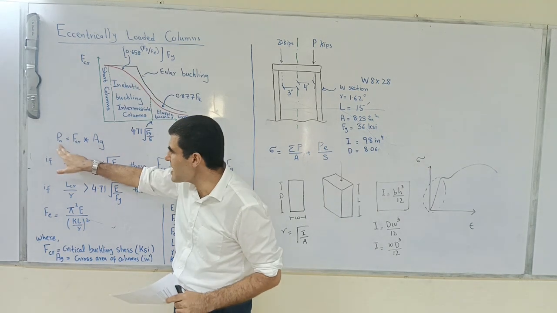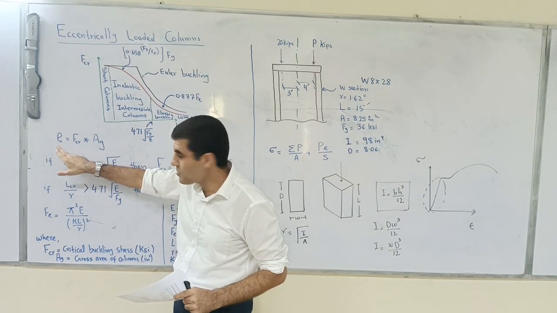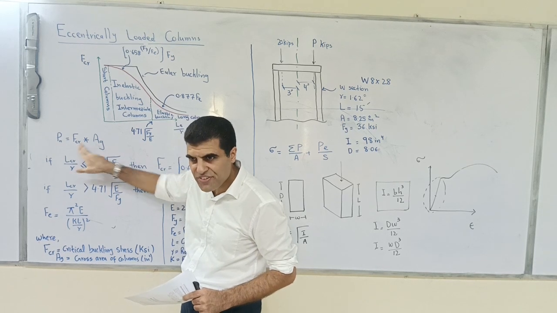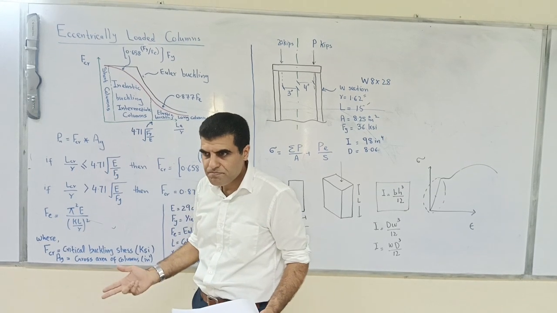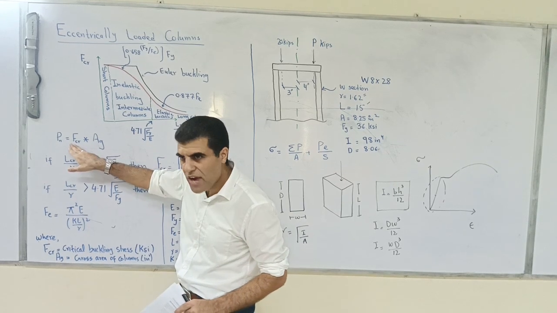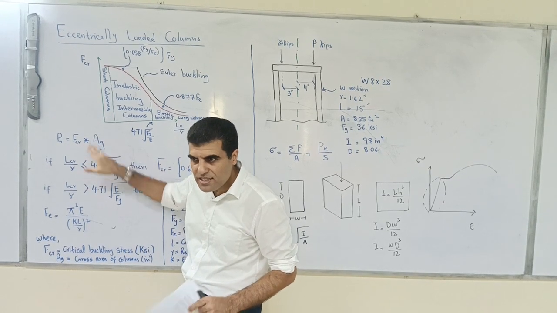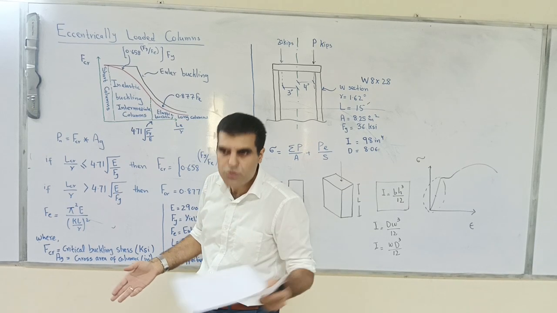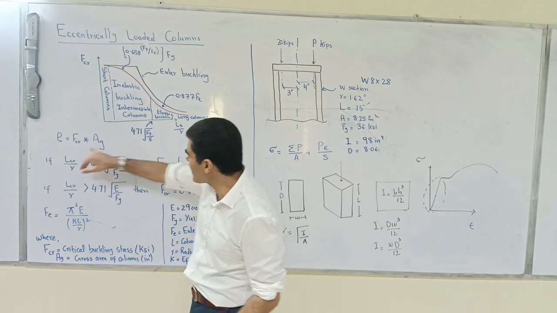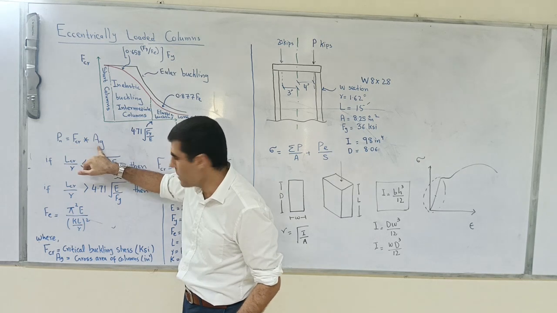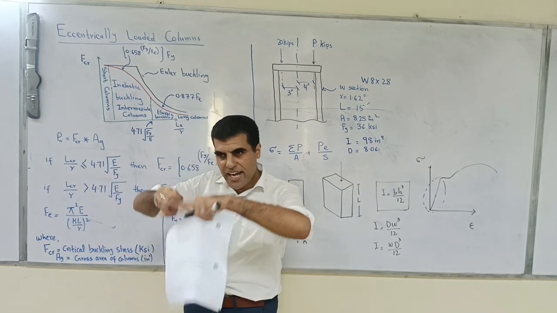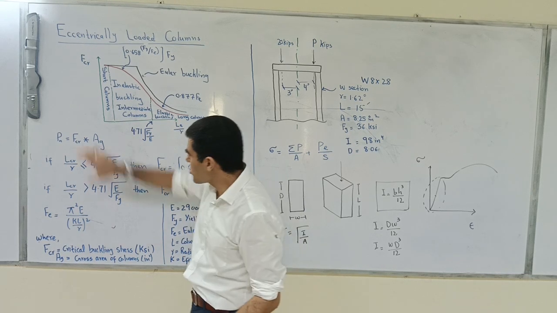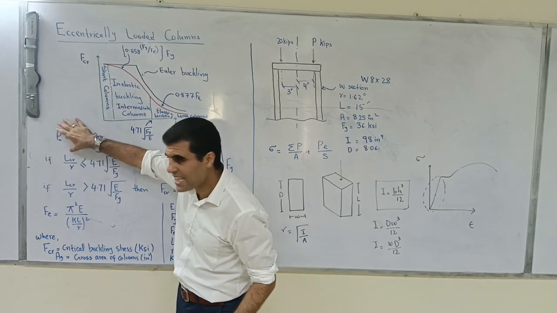Now, this is our critical load. Critical load is the critical stress times the gross area. Agreed? So this is critical stress times gross area. That is, you have read it, stress is equal to P by A, P is equal to stress times area. So this is critical stress times gross area, where gross area means the area of the whole cross section. Okay, so this is your critical load.